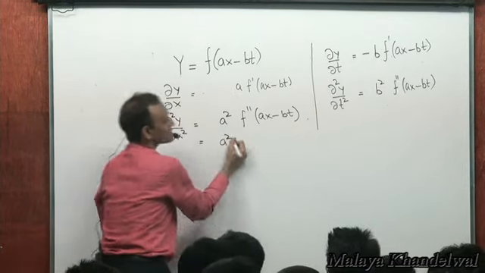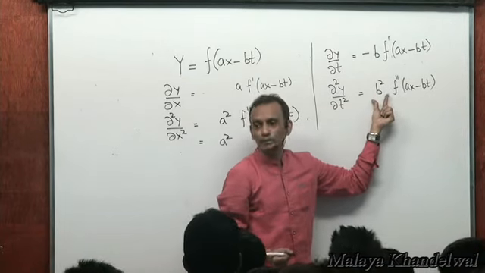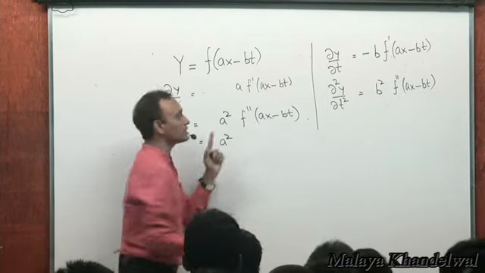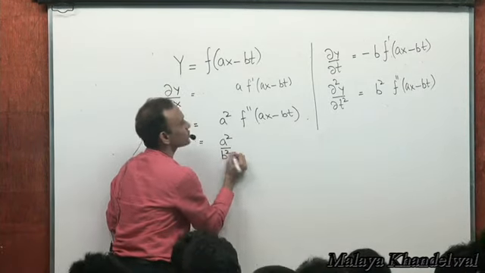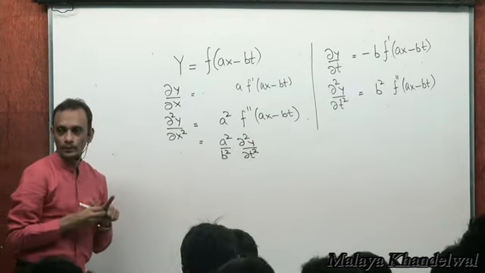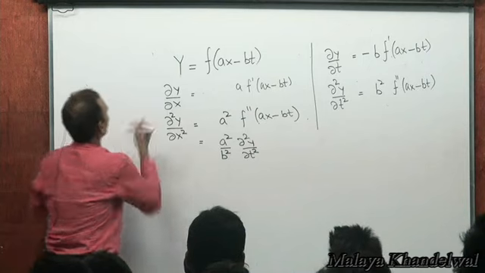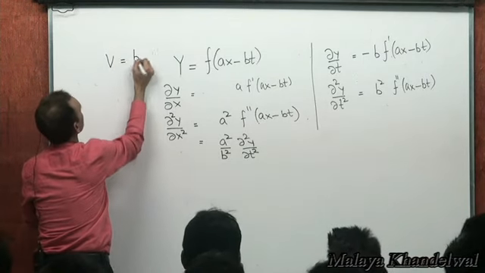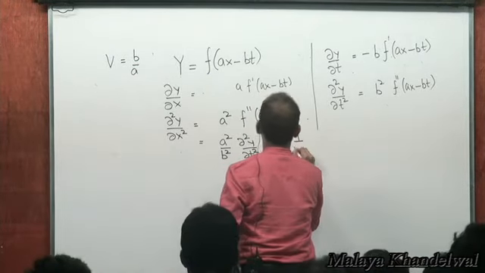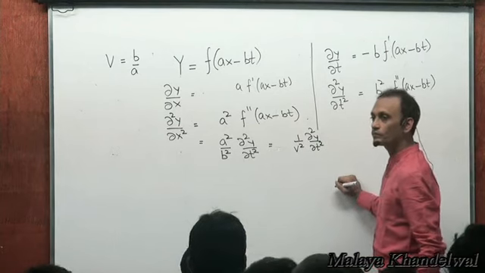Now, this I write as a squared, and the f double dashed (ax minus bt) I procure from dou 2 y by dou t 2 divided by b squared. This f double dashed I procure from this equation and plug into this equation. So then I end up getting a squared by b squared dou 2 y by dou t 2. Where b by a is the wave velocity. Wave velocity is b by a. Clear? So this is like 1 by v squared dou 2 y by dou t 2 is what I get.